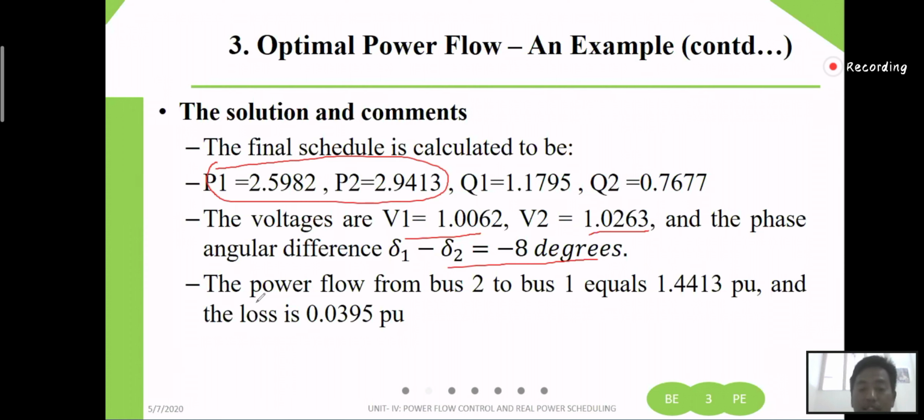Then what we can say is the power flow from bus 2 to bus 1 will be equal to 1.4413 per unit, and the losses will also be calculated as 0.0395 per unit. So this is the solution you will get if you run this MATLAB program.